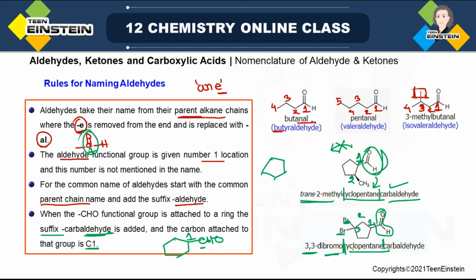Just like the previous example, you have to write cyclopentane. But before that, if there is any substituent, just mention that. If there is no substituent, you don't have to mention anything. In that case, it will be cyclopentane carbaldehyde. And after writing cyclopentane, the term carbaldehyde is common. So whatever the size of the ring, you always have to end the name with carbaldehyde.